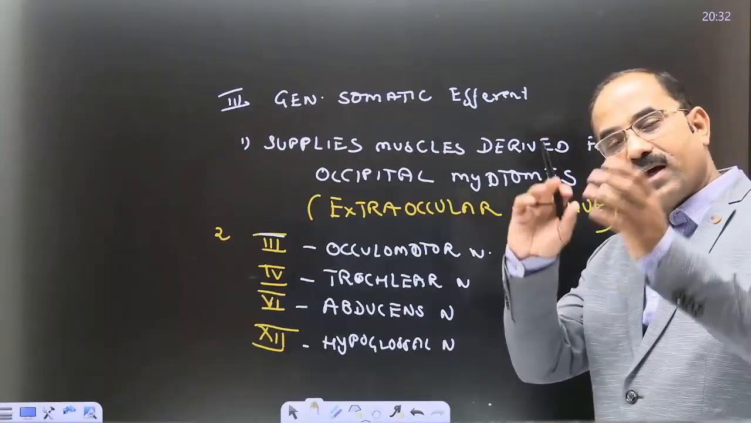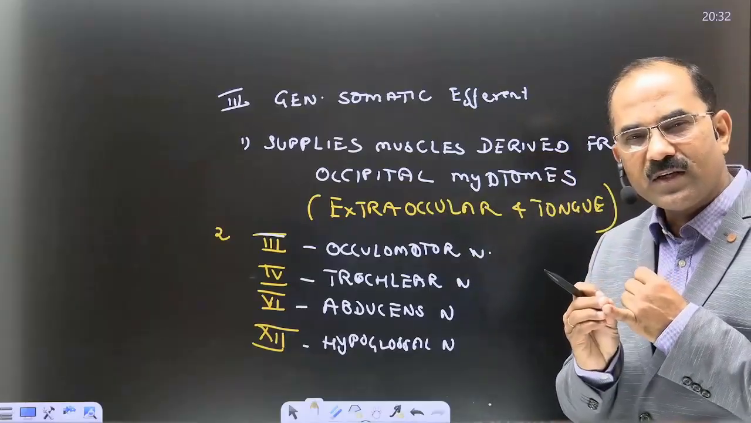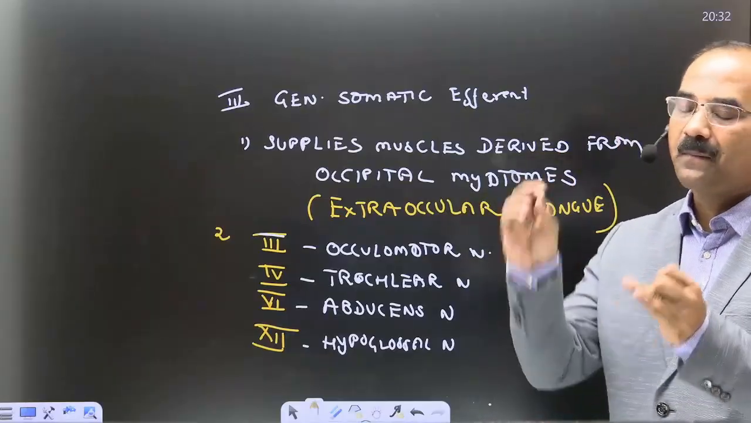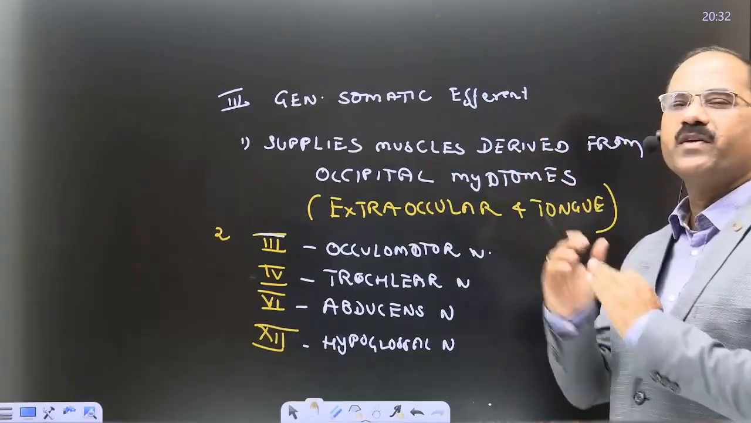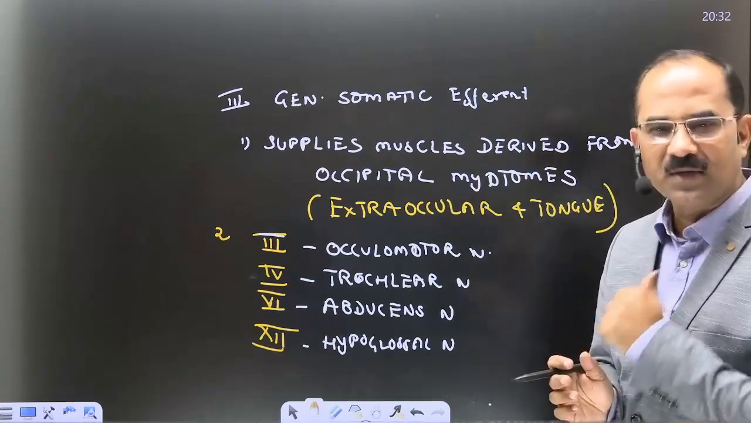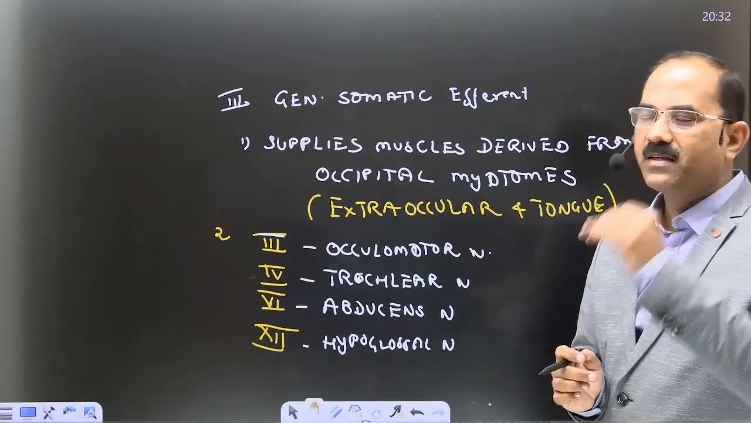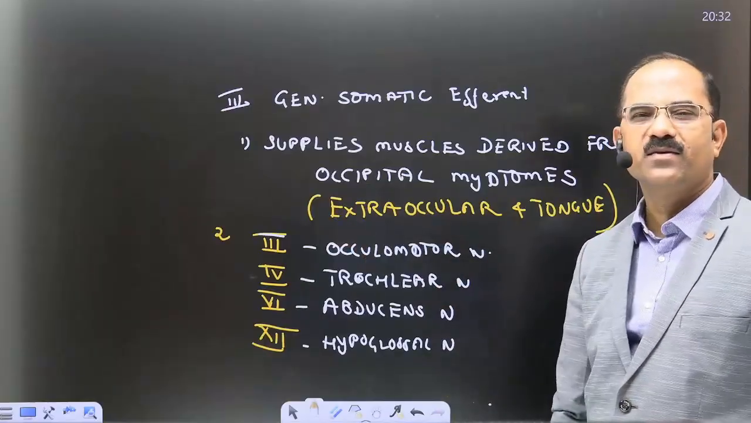So these are the efferent components. First, special visceral efferent supplies the muscles of pharyngeal arches. General visceral efferent supplies the glands. General somatic efferent supplies the muscles derived from occipital myotomes, extraocular and tongue muscles. So it is present in 3, 4, 6 and 12 cranial nerves, and these are the names of the nucleus for them.